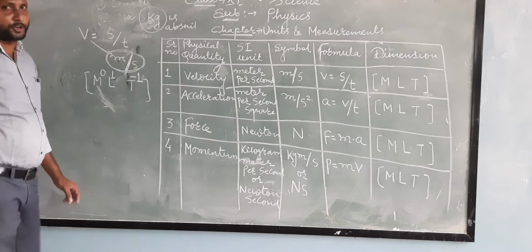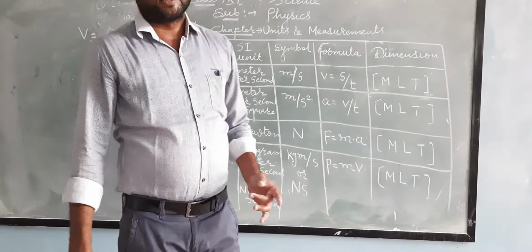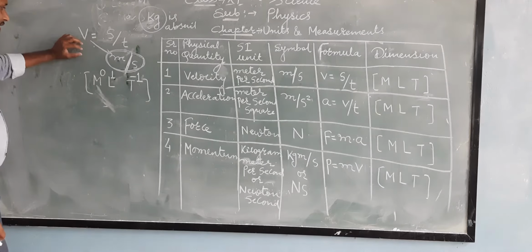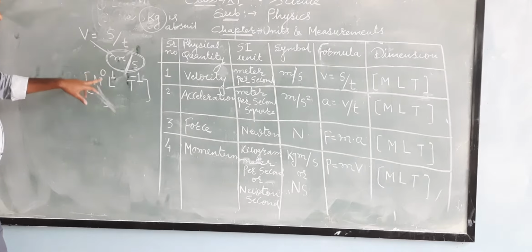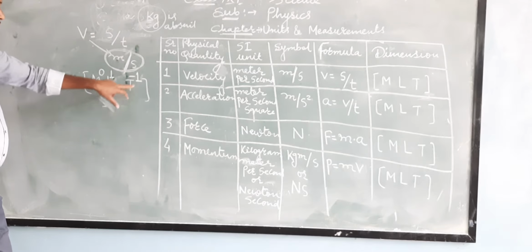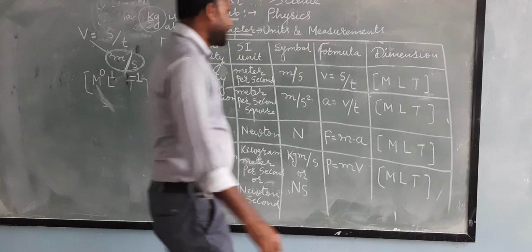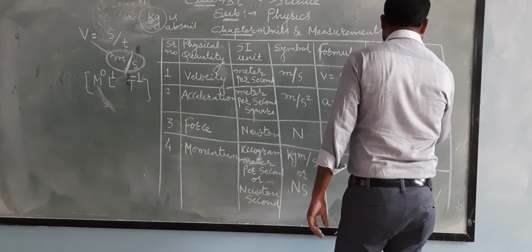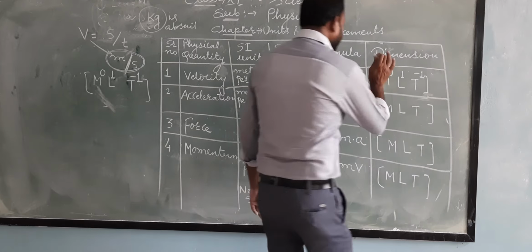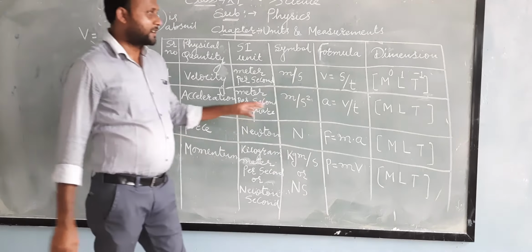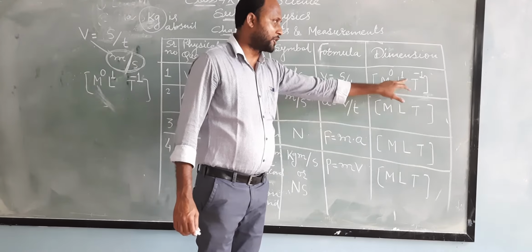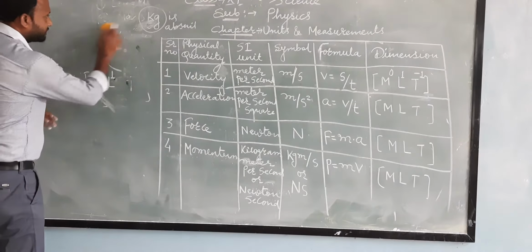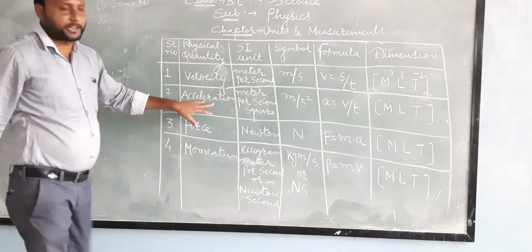In the last lecture, I told you that when a term is absent, then take 0 as its power. So therefore, the dimension of velocity becomes m to the power 0, l to the power 1, and t to the power minus 1. So this is the dimension of velocity: m to the power 0, l to the power 1, t to the power minus 1. Now we will take another example, which is acceleration.